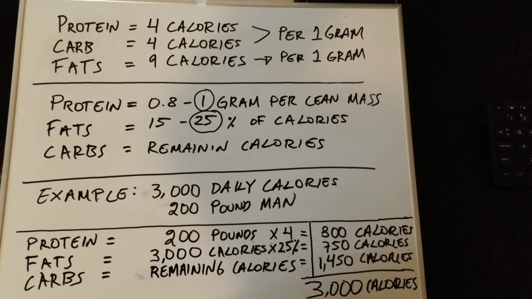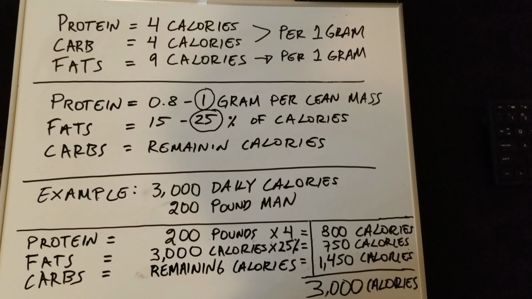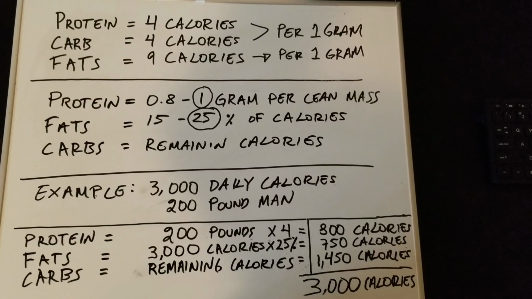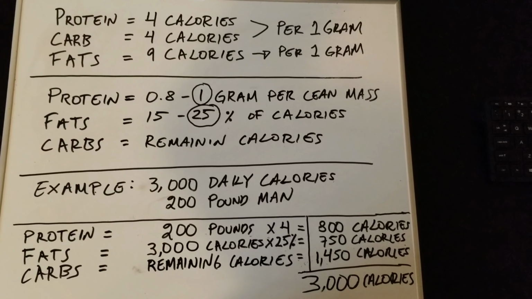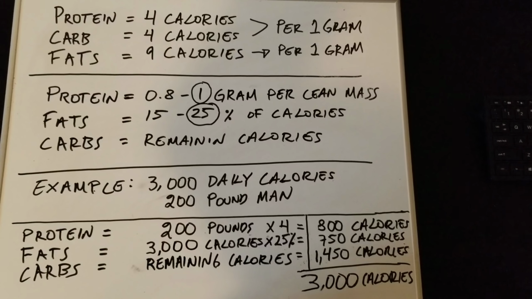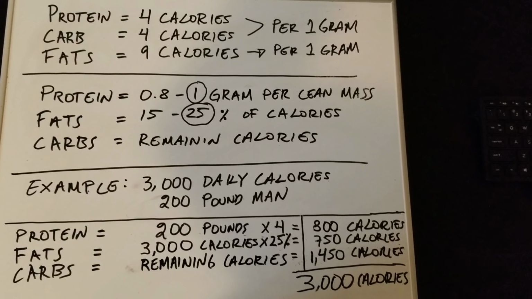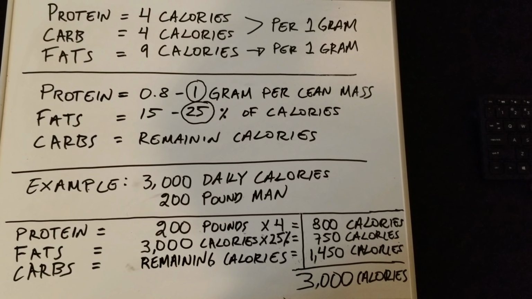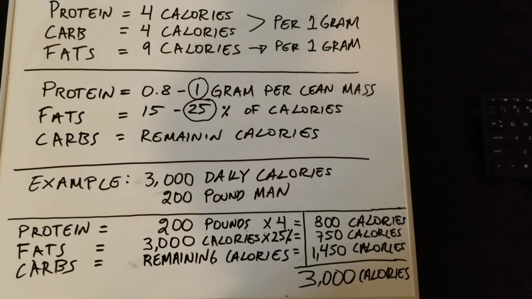So protein is equal to 4 calories per 1 gram, carbs is equal to 4 calories per 1 gram, and fats is equal to 9 calories per 1 gram. So for protein, you're going to want to consume between 0.8 to 1 gram per pound of lean body mass. I suggest you stick with 1 because it's easy. For fats, between 15 to 25% of calories. So that's going to depend on how much fats you like. If you like fats a lot, then you'll want to go with 25%. If you don't really like to eat a lot of foods that are fatty, then go with 15%. And for carbs, that'll be the remaining calories.